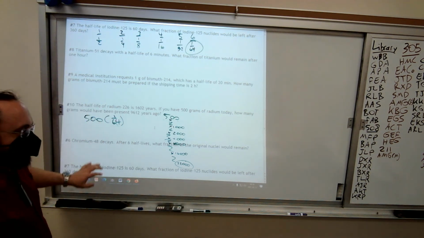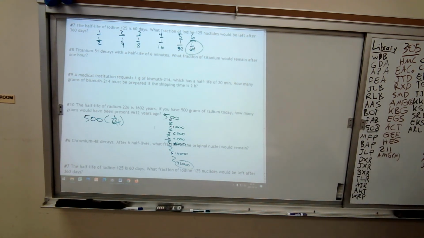And that's how you do some of the non-required ones and the required ones. I hope that helps with your half-life practice.